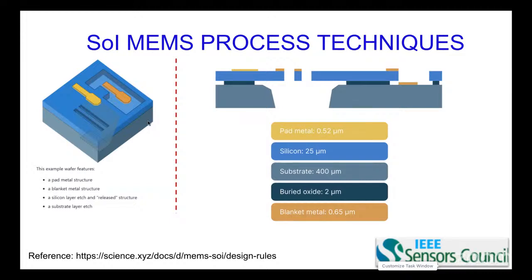Let me repeat. There is a 400 micrometer substrate at the bottom, and over that there is a small buried oxide layer of thickness 2 micrometer. Above that there is a 25 micrometer device layer, which is silicon, and above that there is a metal layer. In case there is an additional blanket material layer, it sits somewhere in between the layers.